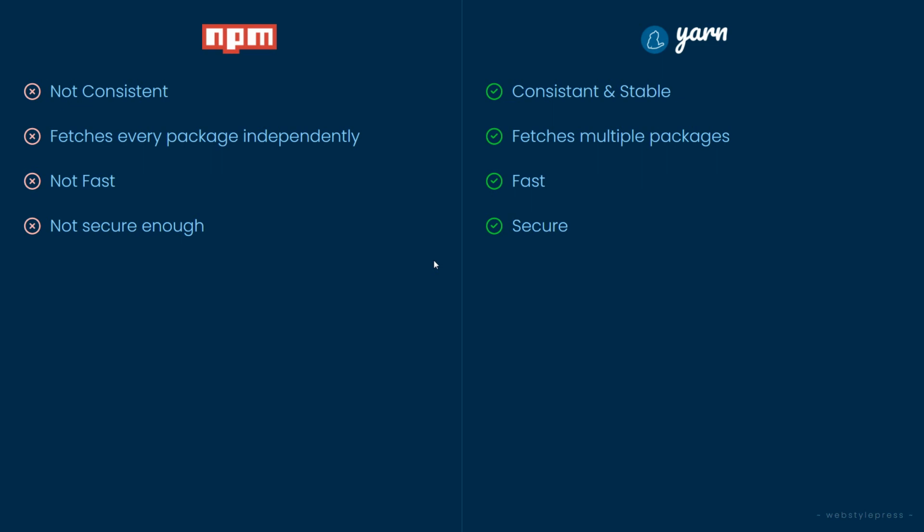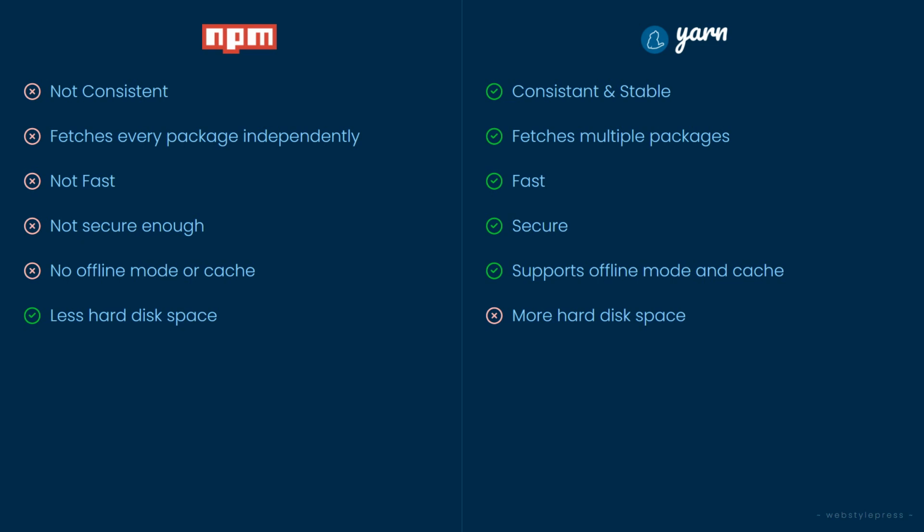NPM is not secure, but Yarn is secure. Yarn uses checksums to verify the integrity of each installed package before its code is executed. Yarn supports offline mode. That means if you have installed a package before, you can install it again without an internet connection. Yarn caches each package it downloads, so it never needs to download it again. It saves bandwidth and time. But NPM has no offline mode.